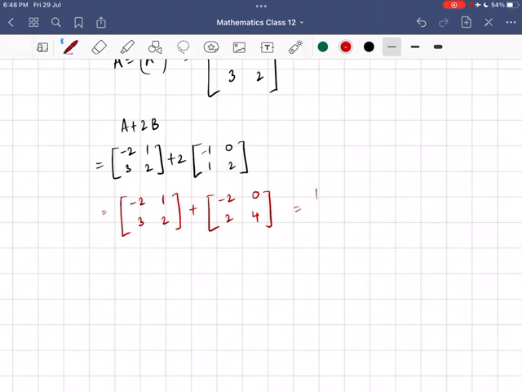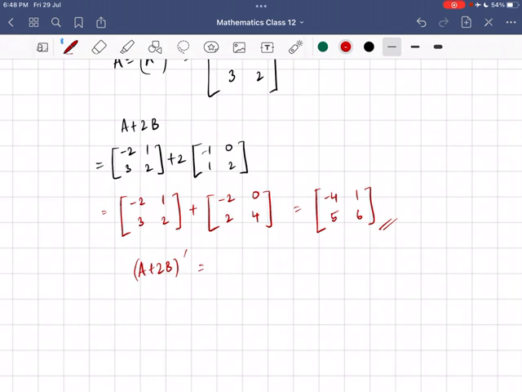So we have here -2 plus -2, that is -4. 1 plus 0 is 1. 3 plus 2 is 5. And 4 plus 2 is 6. So this is the value of A plus 2B. But we don't stop here. We need to find A plus 2B complement. And that will be equal to what?